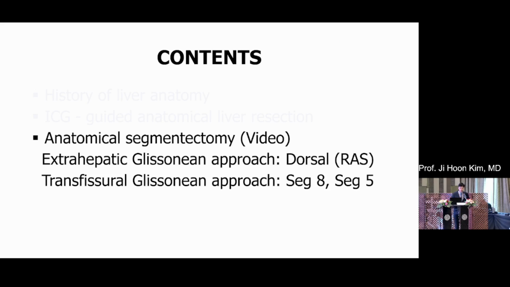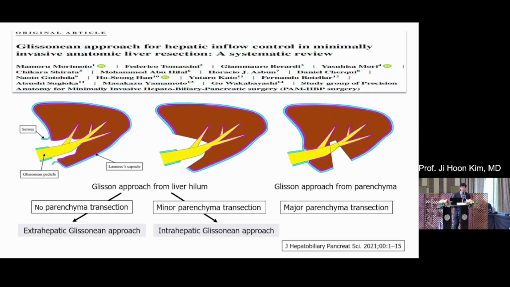The final subtopic is anatomical segmentectomy, with video presented. I will show the extrahepatic Glissonean and transfissural Glissonean approaches. At the consensus meeting, 3 types of Glissonean approach were defined. The first 2 approach the Glissonean pedicle from the liver hilum, extrahepatic or intrahepatic, according to the liver parenchymal transection. And the final one is a Glissonean approach from the parenchyma after major parenchymal transection.